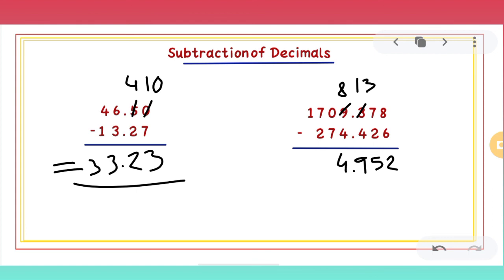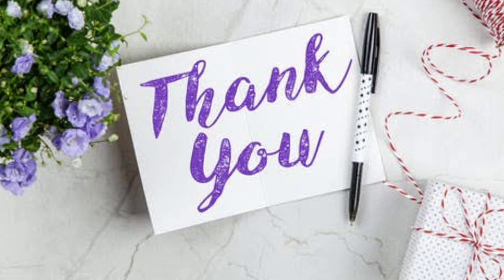Now again here it is 0. Minus 7 not possible, we will take a carry from 7, it will become 6 and 0 will become 10. Now 10 minus 7 is 3, 6 minus 2, 4 and 1 minus 0 will be 1. So the answer will be 1434.952. So in this way we can do addition and subtraction of decimals. That's all for today. Thank you.